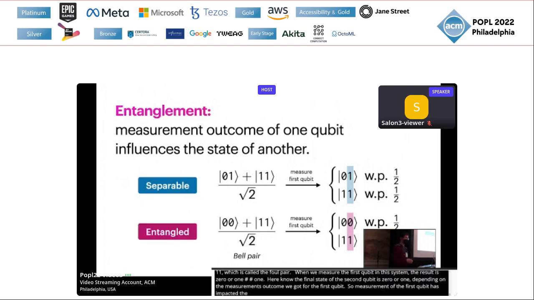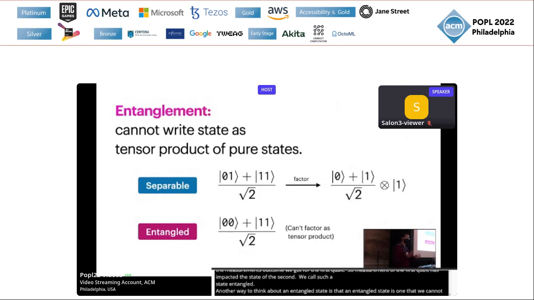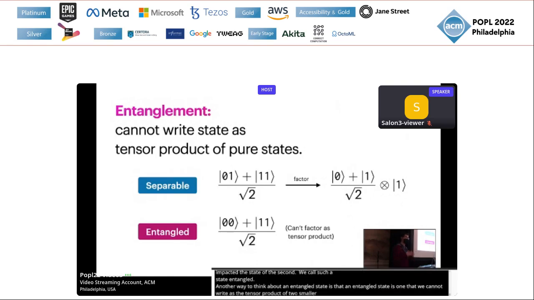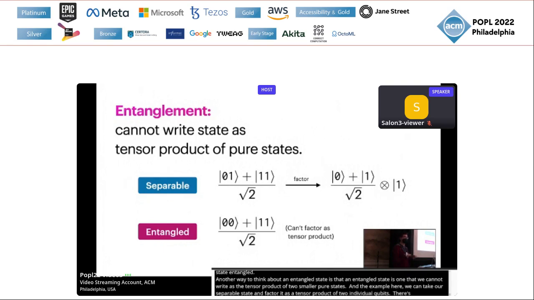Another way to think about an entangled state is that an entangled state is one that we cannot write as the tensor product of two smaller pure states. In the example here, we could take our separable state and factor it as a tensor product of two individual qubits. There's no way to do this for the entangled state or any entangled state in general.